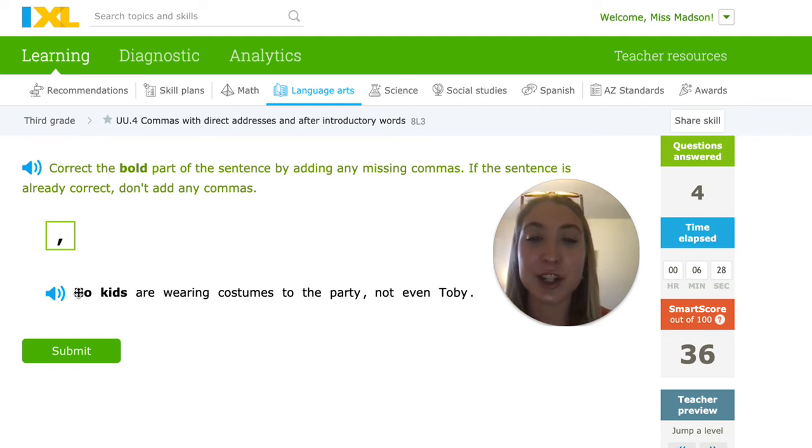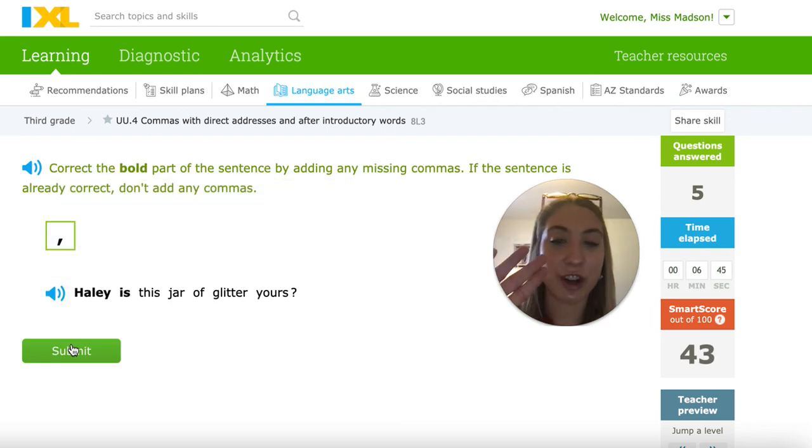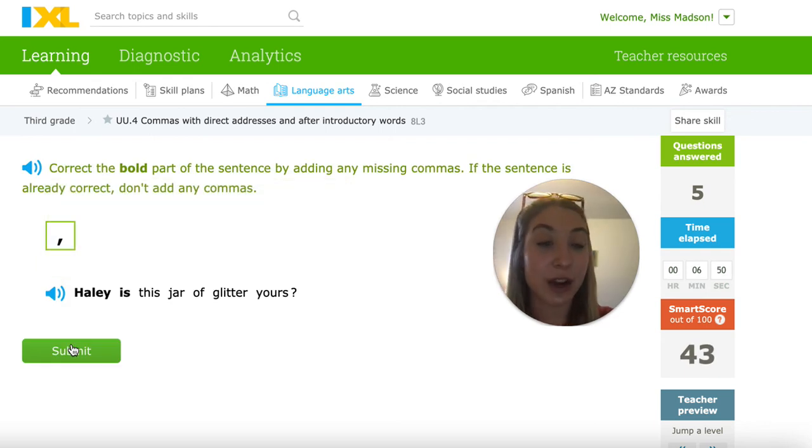Because again, saying kids are wearing costumes, not even Toby, that doesn't make sense. So for this sentence, we don't add a comma. So make sure if you can take away the introductory word and you say, oh, that's a complete sentence without the introductory word, then we add a comma. But if the sentence doesn't make sense when we take away the introductory word, then we don't add a comma.